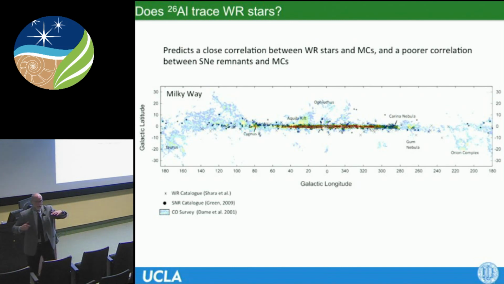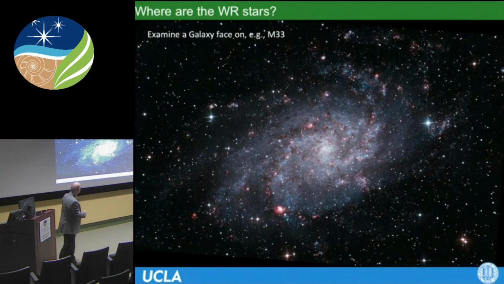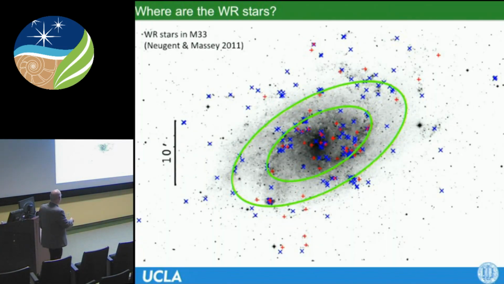The problem is when you're looking at the galactic plane edge on, there's a huge confusion in distance. You don't know the distances very well. So Shara actually gave me a great idea, which is don't use our galaxy, use a face-on spiral galaxy. So I went to M33. I had a whole slide set for this. M33 is a face-on spiral galaxy, and it has lots of Wolf-Rayet stars. There's a catalog of the Wolf-Rayet stars, and there's a catalog of molecular clouds.